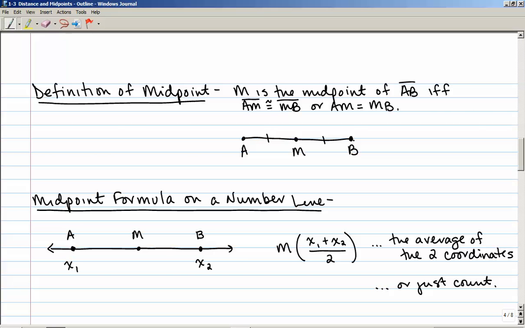Now the midpoint formula on the number line is very easy. Again, here we have a line, AB, with points A, M, and B on it, and x1 is the coordinate for point A, x2 is the coordinate for point B, and basically we just average them. So to find the coordinates for M, I do x1 plus x2, and then divide that by 2. So it's just the average of x1 and x2. Or if you're on a number line, a vertical or a horizontal distance, you can just kind of count and hopscotch in towards the center.